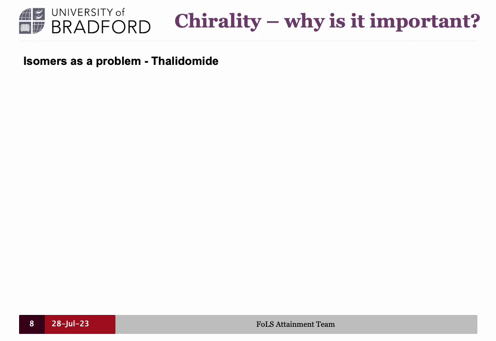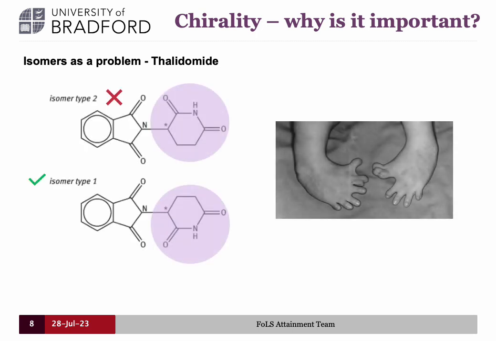In the 1960s, many pregnant women who had taken thalidomide gave birth to deformed babies. One of the enantiomers, isomer type 1, acted as a sedative, as it was intended, but the other isomer, type 2, caused birth defects. This figure on the left of the slide shows the two isomers of thalidomide, which differ in the rotation of the ring group about the carbon marked with the star, so the group shown with the purple shading. And the picture on the right shows an example of these birth defects that thalidomide caused.